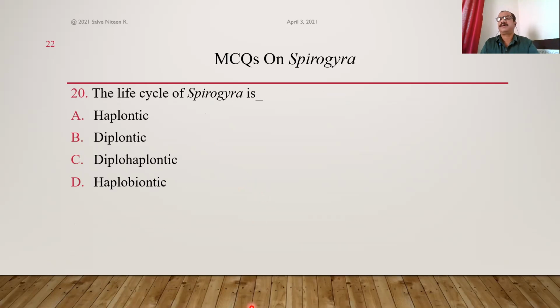Then the life cycle of Spirogyra is haplontic, diplontic, diplohaplontic, or haplobiontic? Different types of life cycles are found in algae, but Spirogyra shows a very simple life cycle called the haplontic life cycle, because here the plant body is haploid and most of the stages in the life cycle are haploid. Only the diploid stage is represented by the fusion product of fertilization, called the zygote or zygospore. Otherwise, all the stages are haploid. Haploid phase is dominant in the life cycle, and such a life cycle is called haplontic. When diploid is dominant, it is called diplontic. So here the answer is option A.